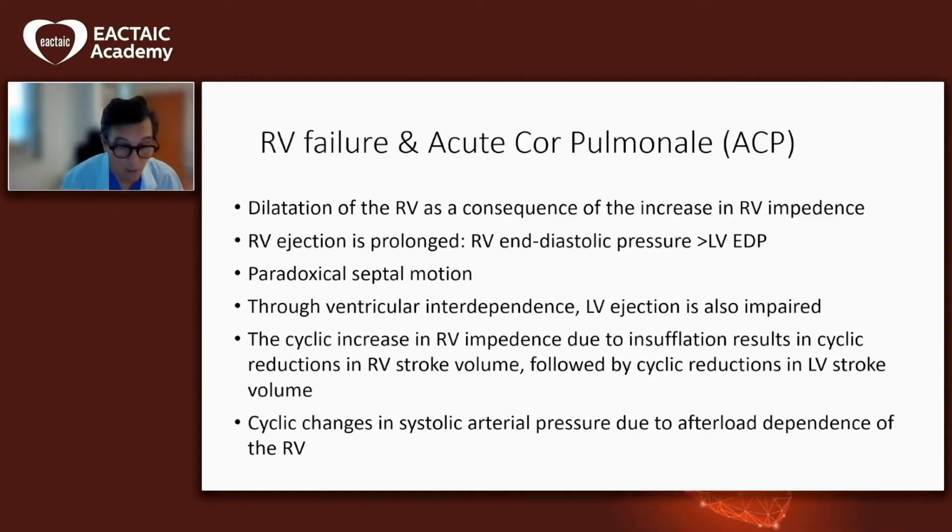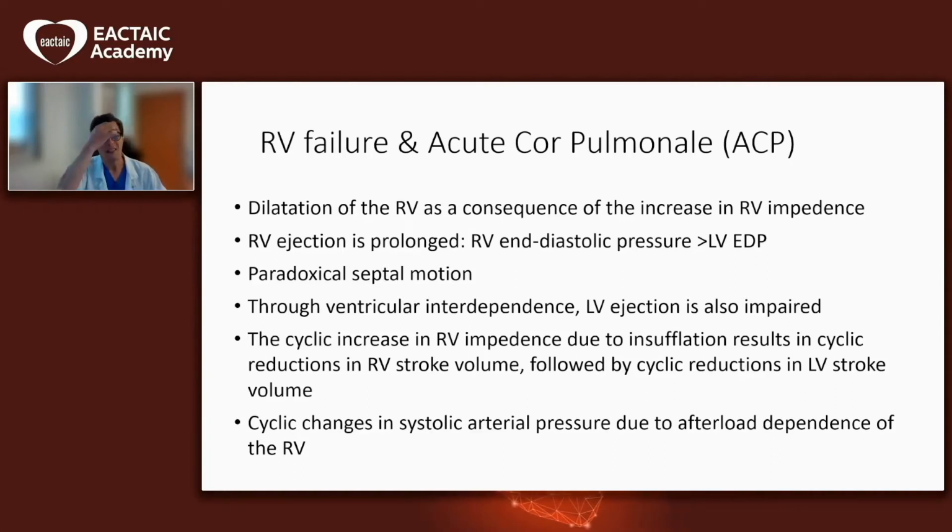Because of this impedance to right ventricular ejection, ejection is prolonged, and therefore the right ventricular end diastolic pressure is greater than the left ventricular end diastolic pressure, and this produces the paradoxical septal motion. Through ventricular interdependence, and because of this paradoxical septal motion, left ventricular ejection is also impaired.